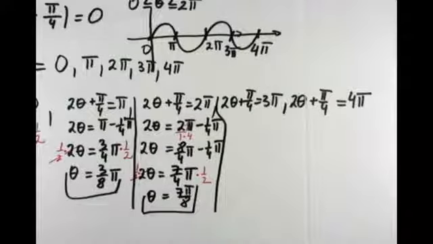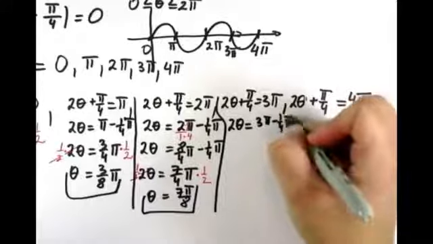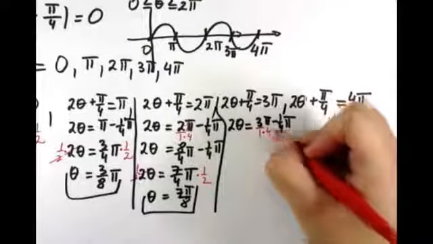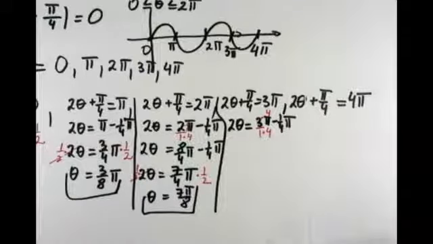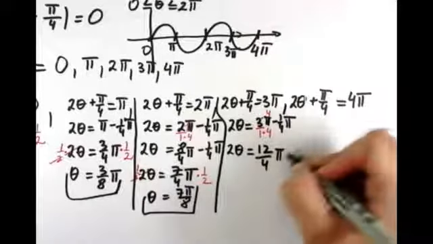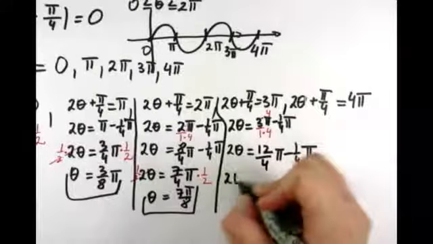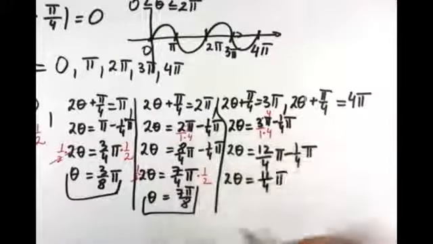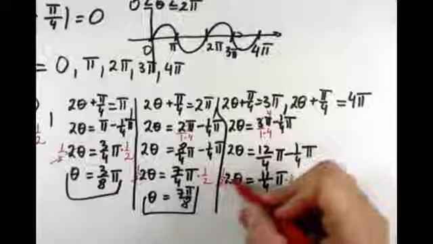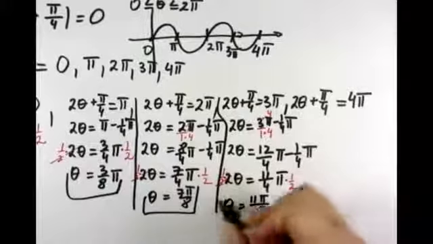The same we do on this one, bring this over. So we have 2 theta is equal to 3 pi minus 1 fourth pi. So 3 is like 3 over 1, common denominator of 1 and 4 is 4. So this times 4 and this times 4. So I have 2 theta is equal to 3 times 4 is 12 over 4 pi minus 1 fourth pi. So 12 fourths minus 1 fourth gives me 11 fourths pi. And now divide by 2 or multiply times 1 half. This cancels out. So I have that theta is equal to 11 pi over 8. That would be another solution.